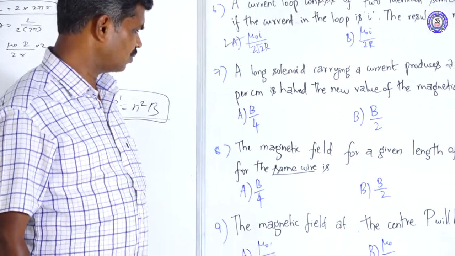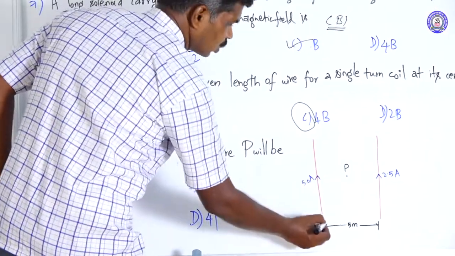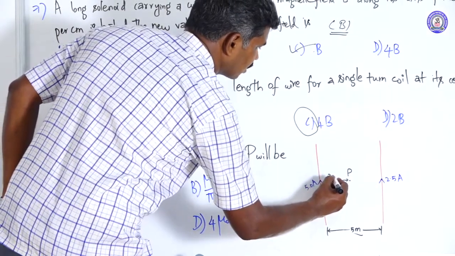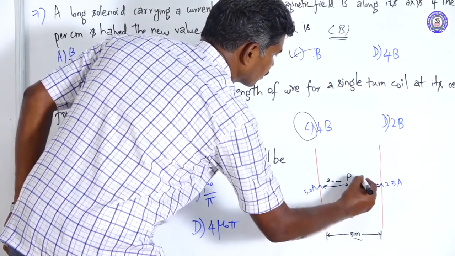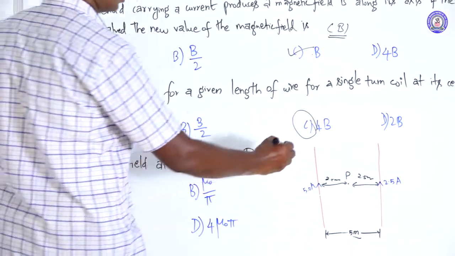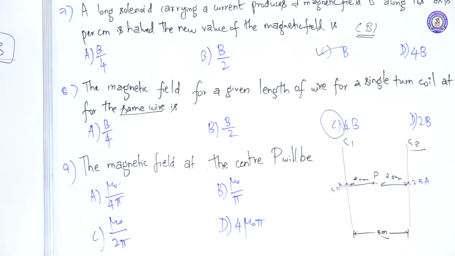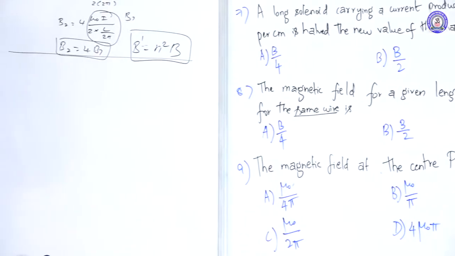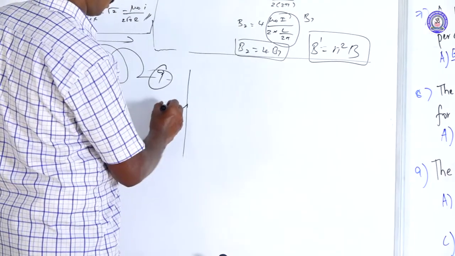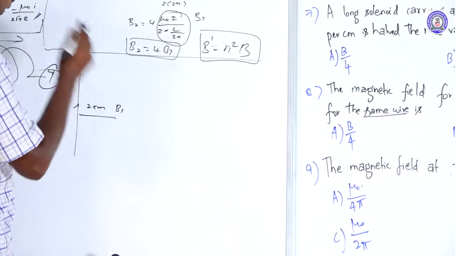Next, we have the magnetic field at the center P. If it is the center, it means the total distance is 5 meters, so from each conductor it is 2.5 meters, 2.5 meters. For infinitely long conductors, this is conductor 1 and this is conductor 2. First conductor, for the ninth problem. In the first conductor, current 5 ampere passes, at 2.5 meters, magnetic induction B1.